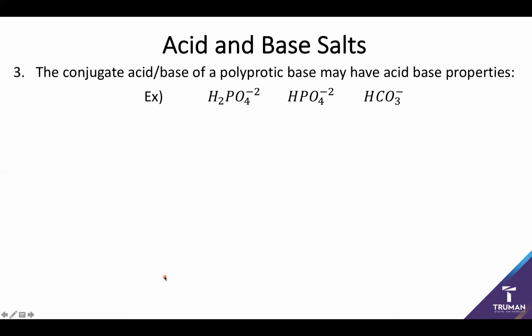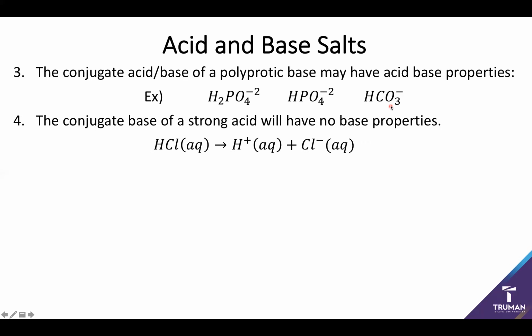Now, one of the other things you have to watch out for, again, is these polyprotic species. They may have acid or base properties, or in the case of dihydrogen and monohydrogen phosphates, and bicarbonate, it can have both. And we'll talk about how to predict these pHs much later. Now, the last ones you should keep in mind and keep an eye out for are going to be the conjugate bases of strong acids and the conjugate acids of strong bases.